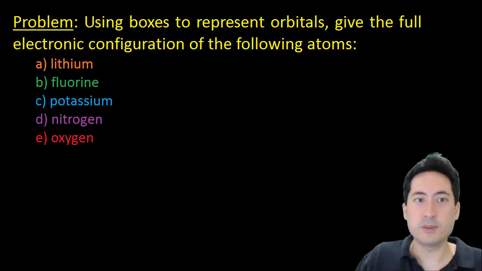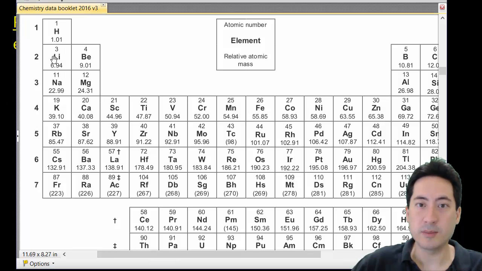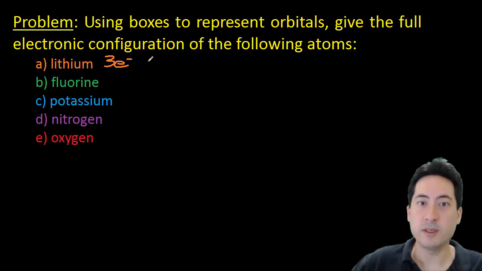And finally we get to some problems. Using boxes to represent orbitals, give the full electron configuration of the following atoms: lithium, fluorine, potassium, nitrogen, and oxygen. So first let's go to the periodic table and have a look at how many electrons each of these have. And so we just quickly do that. So lithium 3, fluorine 9, potassium 19, nitrogen 7, and oxygen 8.